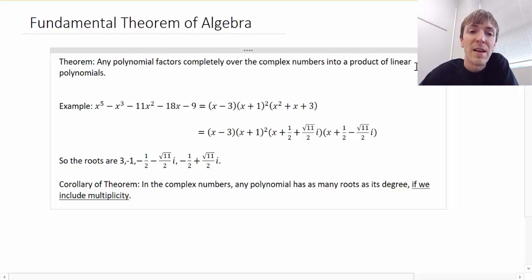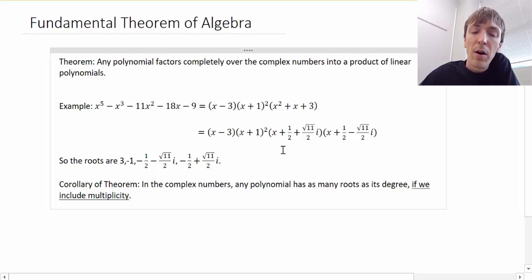And I'm going to return to that example from the beginning of the video. Here's my degree 5 polynomial again. Here's the factorization if I'm just using the real numbers. But that last quadratic factors over the complex numbers. And here's what it factors into. So the final result is that I have a product of linear polynomials, 5 of them in fact.